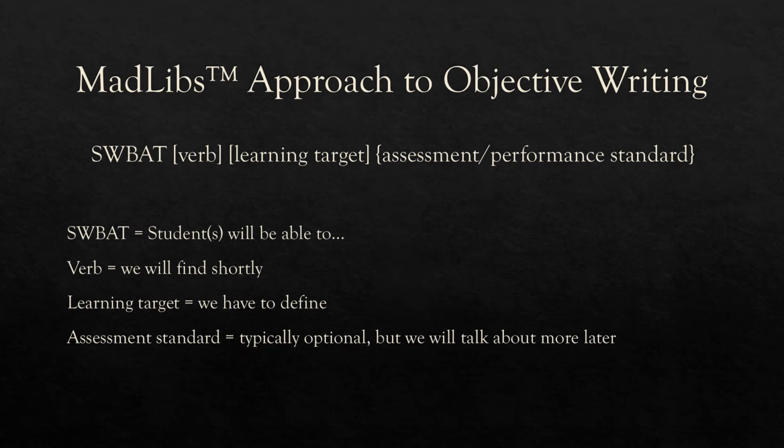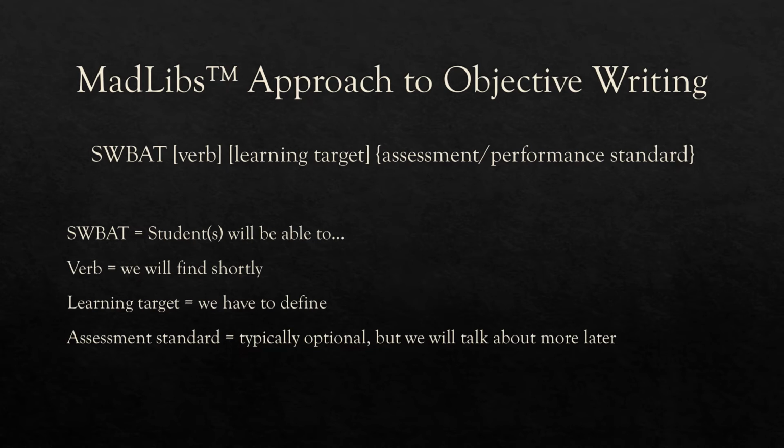Now, this is not the only way of objective writing. This is not the end all be all, but it is a fairly universal structured way. So we're all kind of looking at this the same way. When you get out into a district, they may say, we don't do SWABAT, we do I can, or student will, or whatever. The idea is still the same. So let's define these pieces here.